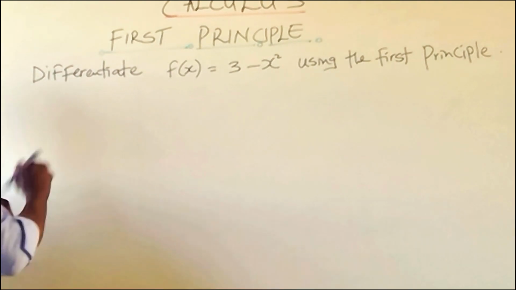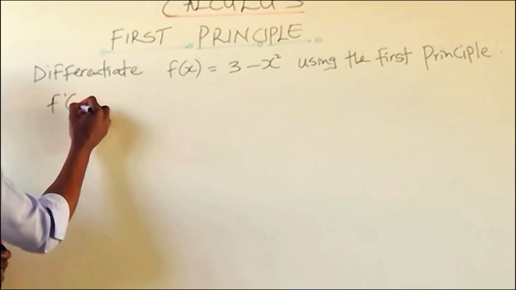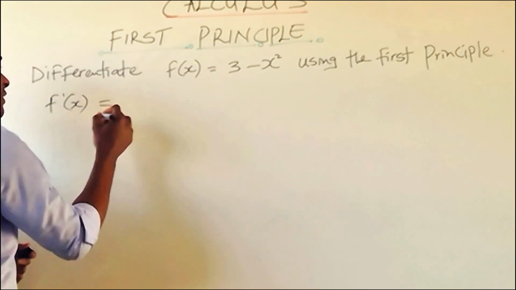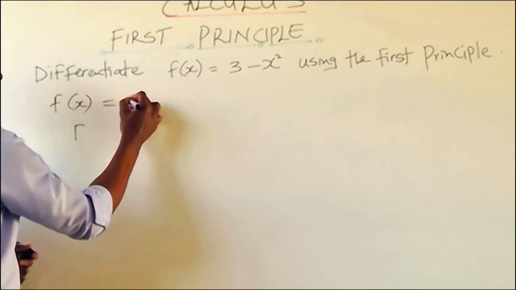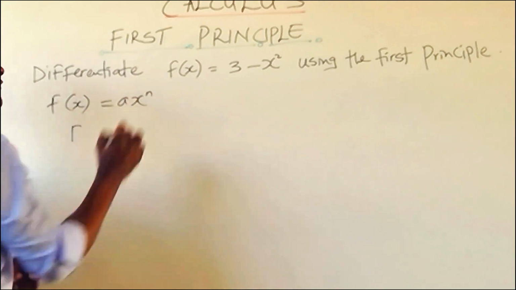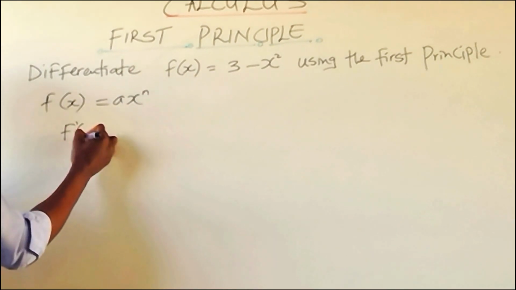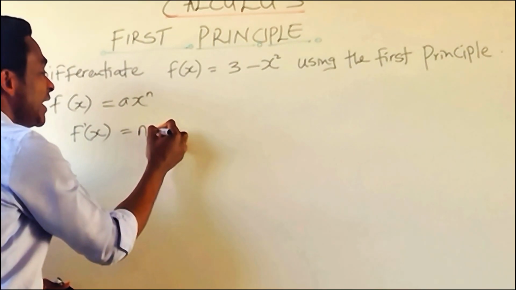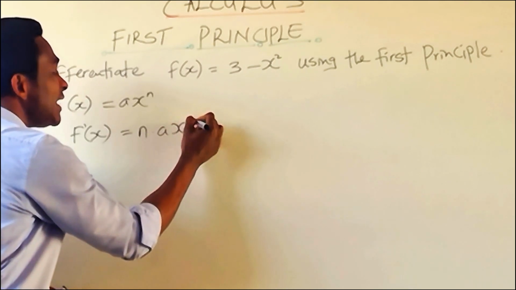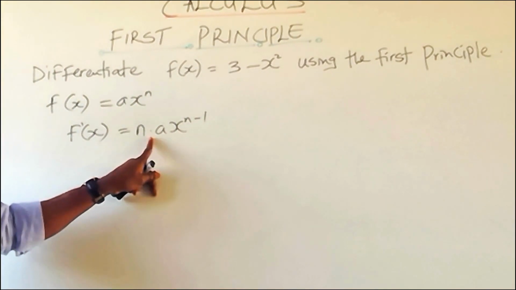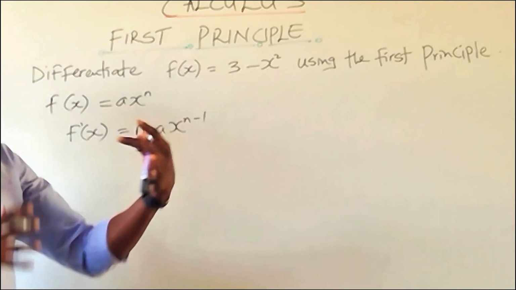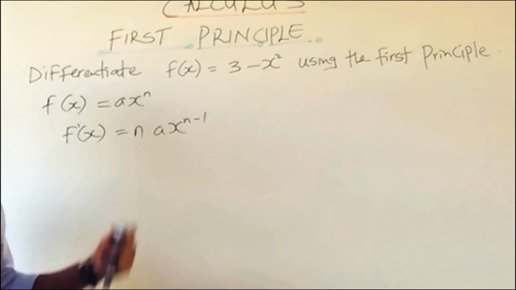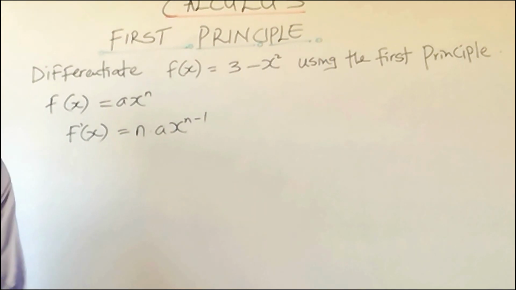Remember the general rule? It says that if we have a function a x to the power of n, the derivative of that function using the general rule is n times a into x to the power of n minus 1. So we will use this to check and keep it by the side, and then after differentiating, we will see if we arrived at the same thing.